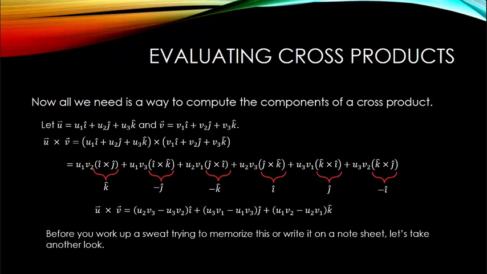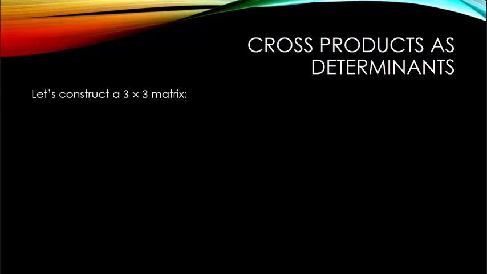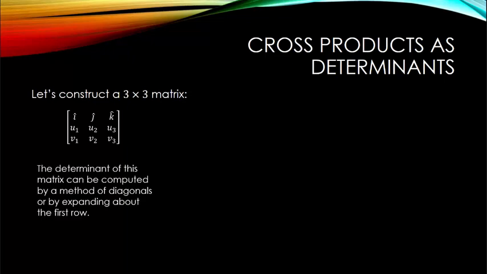Now before you work up a big sweat trying to memorize all of this or write it on your note sheet, let's take another look. Let's construct a 3x3 matrix with the unit vectors across row 1, the components for u in row 2, and the components for v in row 3. The determinant of this matrix can be computed by a method of diagonals or by expanding about the first row. I find the method of diagonals to be easier, so that's what I'm going to do.